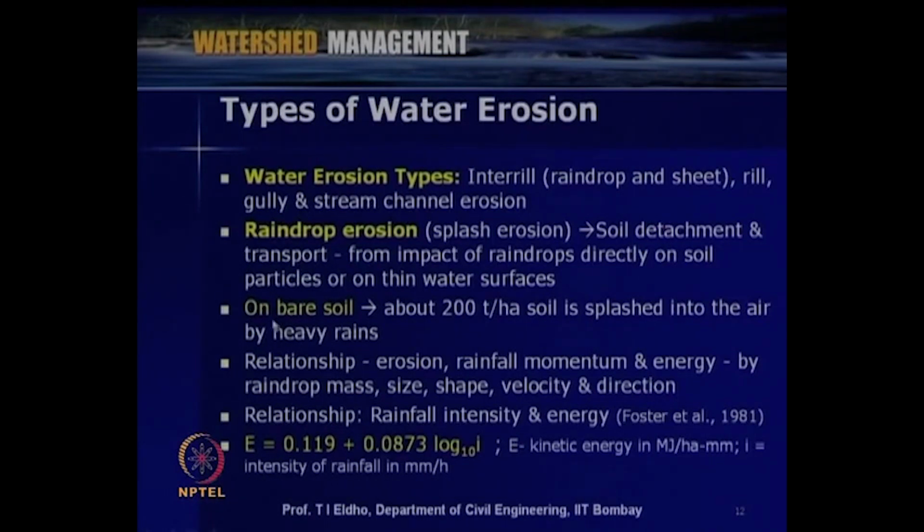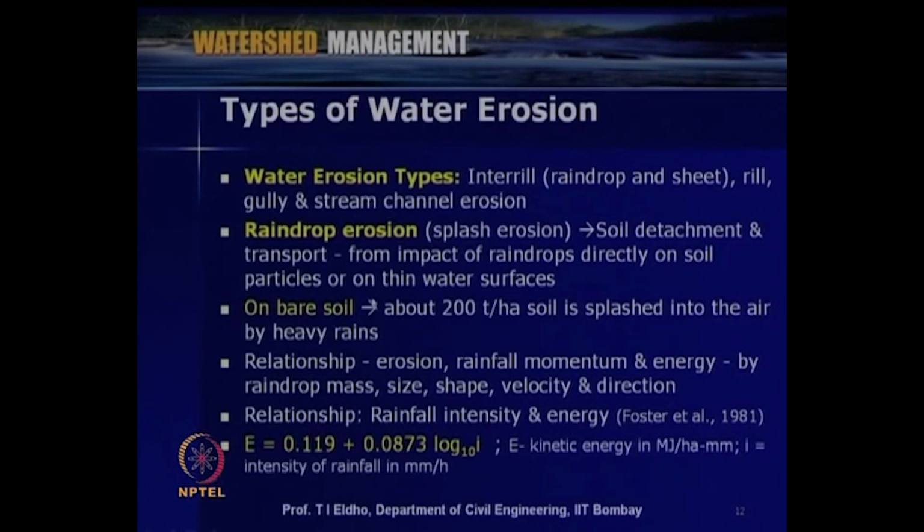For example, on bare soil, some calculations say about 200 tons per hectare of soil is splashed into the air by heavy rains, especially in the beginning of the rainfall season. So, about 200 tons per hectare soil is splashed.